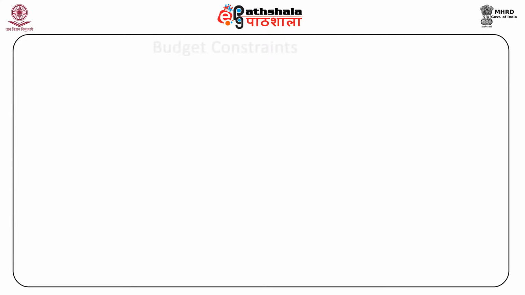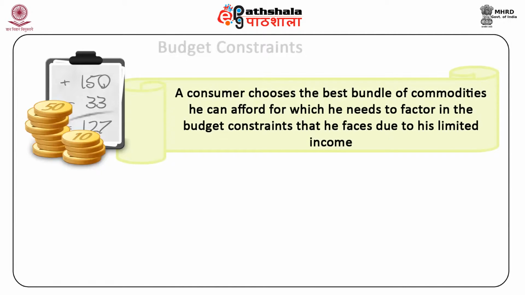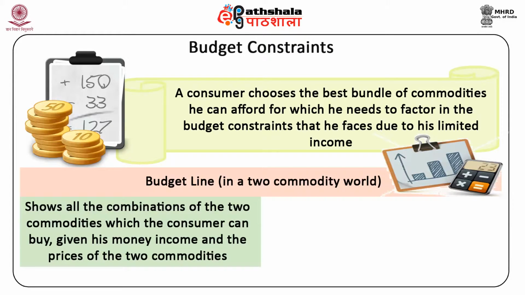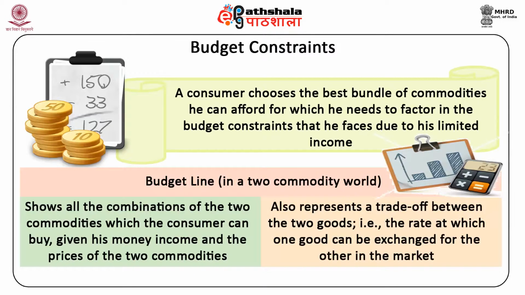In economic theory, it is generally assumed that a consumer chooses the best bundle of commodities he can afford. For this, the consumer needs to factor in the budget constraints that he faces due to his limited income. In a two commodity world, the budget line shows all the combinations of the two commodities which the consumer can buy, given his money income and the prices of the two commodities. The budget line also represents a trade off between the two goods, that is, the rate at which one good can be exchanged for the other in the market.